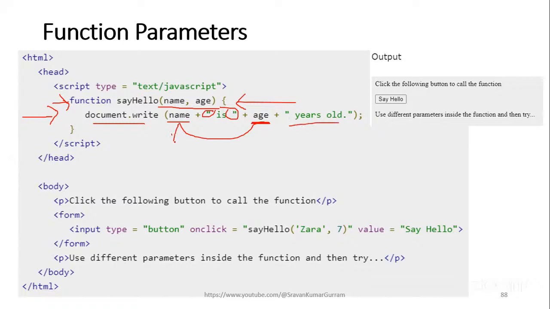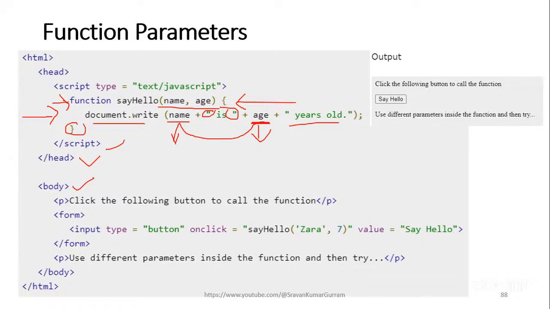In the place of the name, the name will be printed. In the place of the age, the age of that particular person will be displayed. Okay. But we don't have any values in the name and age as of now. Then close the function, close the script, close the head.